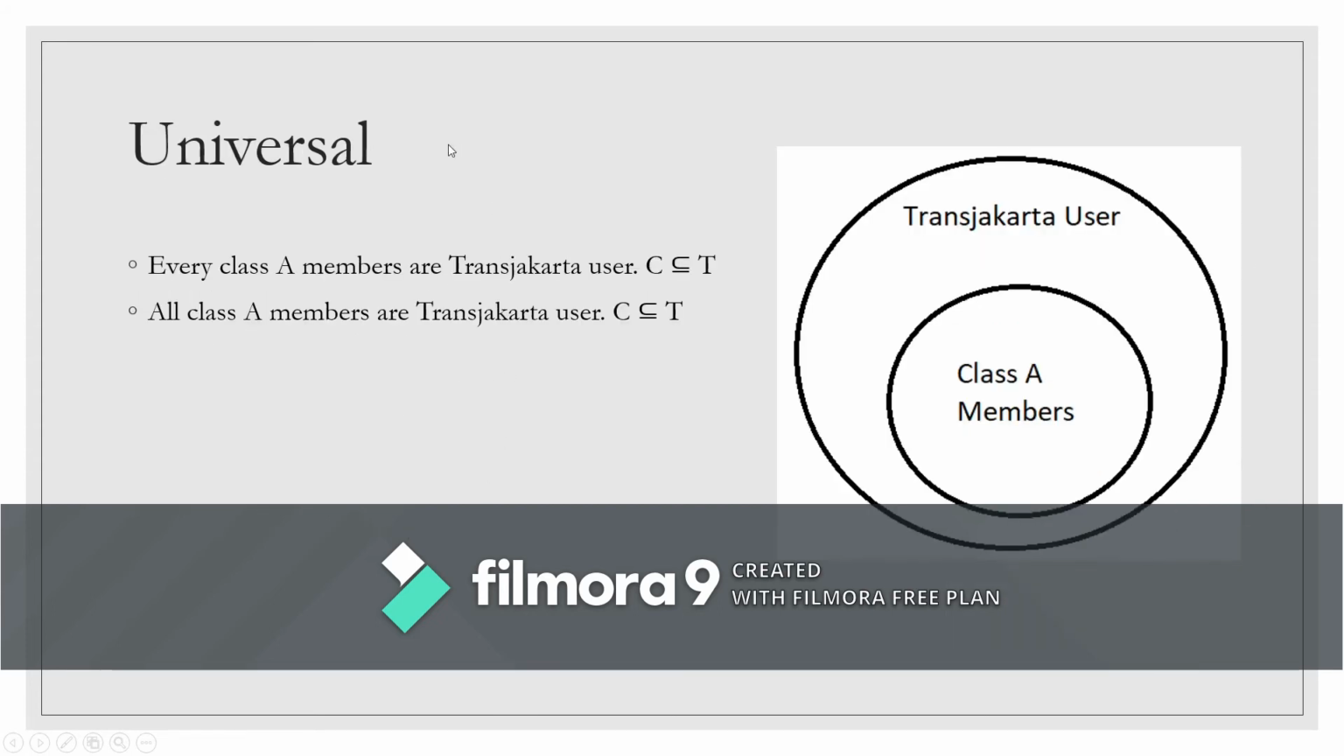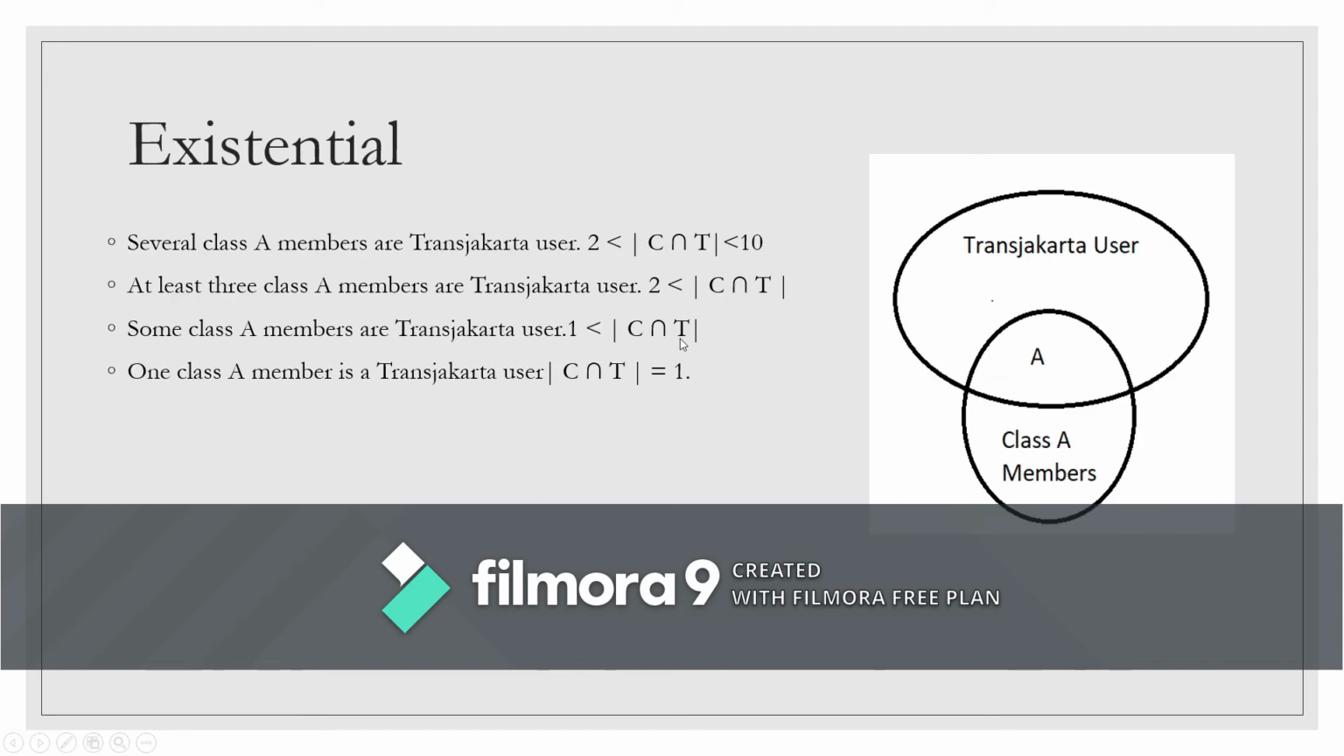Universal. Universal is easier to understand because it's talking about every element in a group. Every class A member is a Transjakarta user. This is the symbol. Class A members, all of them are part of Transjakarta users. Universal is talking about everything, so this is the only symbol that you need to think of. All class A members are Transjakarta users.